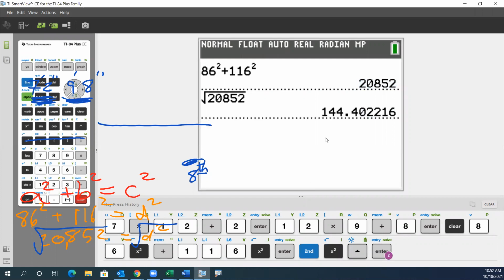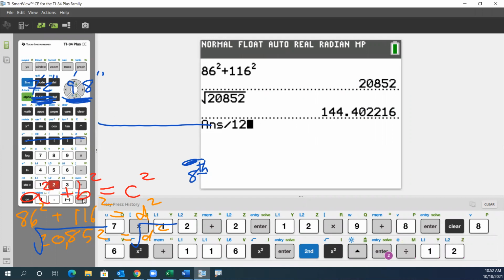All right, so remember, everything was in inches. So this is 144.4 inches. Okay, that's about exactly 12 foot. 144 inches is 12 foot. Let's double check that. So I'm going to divide that by 12 to convert it to feet. And I get 12 feet. All right, so I'm going to write that down. So D equals 12 feet.